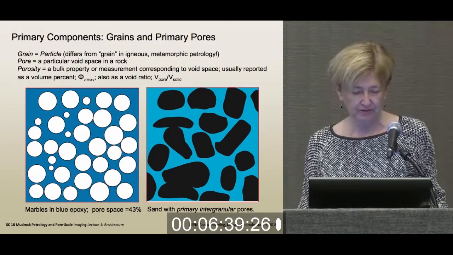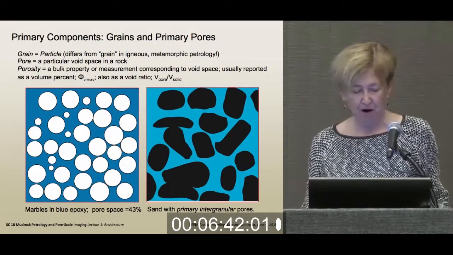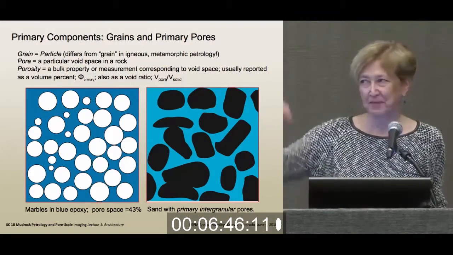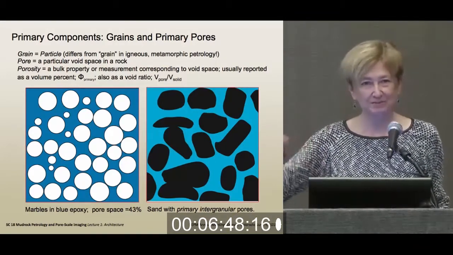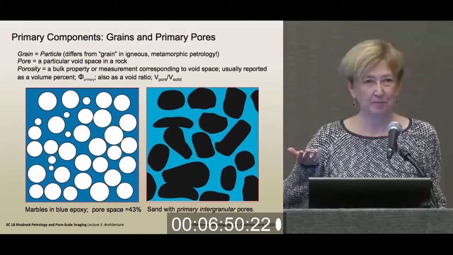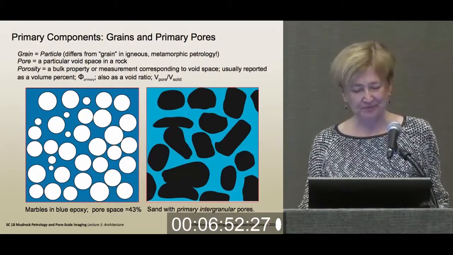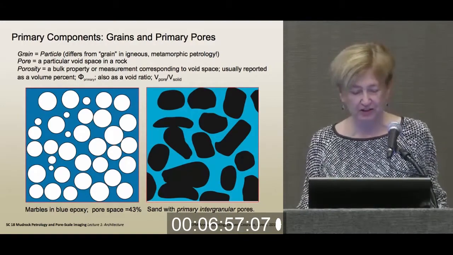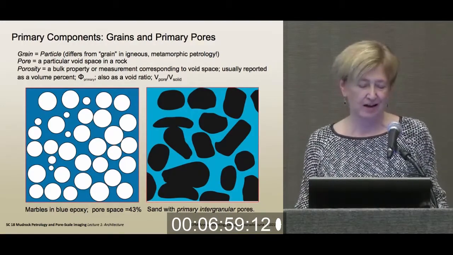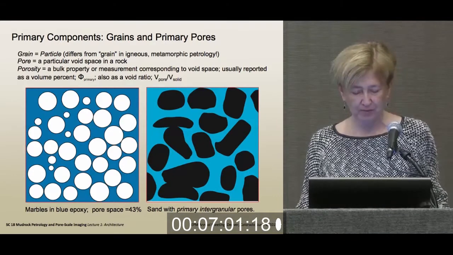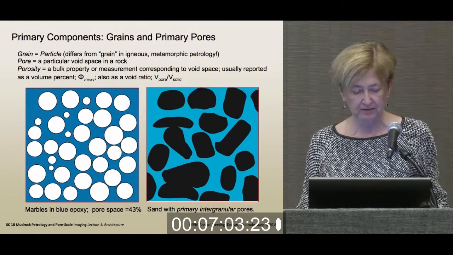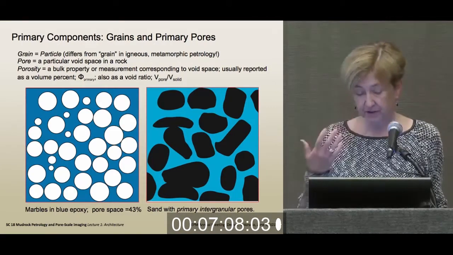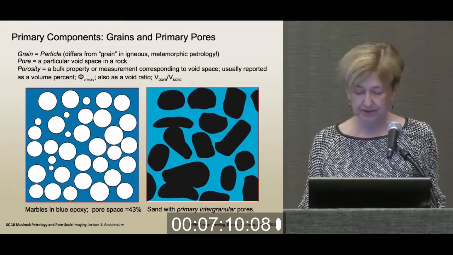This is, on the left, a kind of model where my colleague Earl McBride took some marbles, all the same size, dumped them in a Tupperware dish, filled it full of epoxy, and I made a digital representation of the slice. And the pore space here makes up about 43%, the blue, and that's really close to the observed porosity in sands.